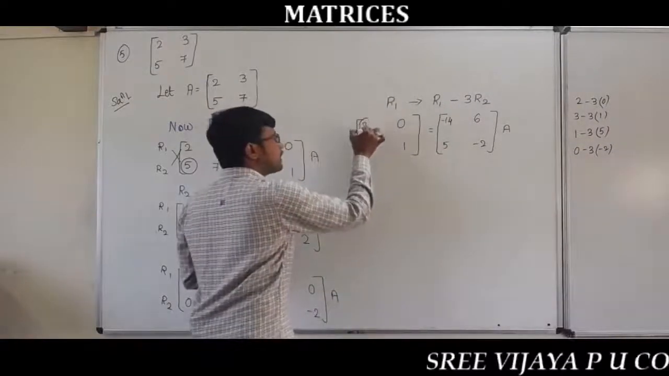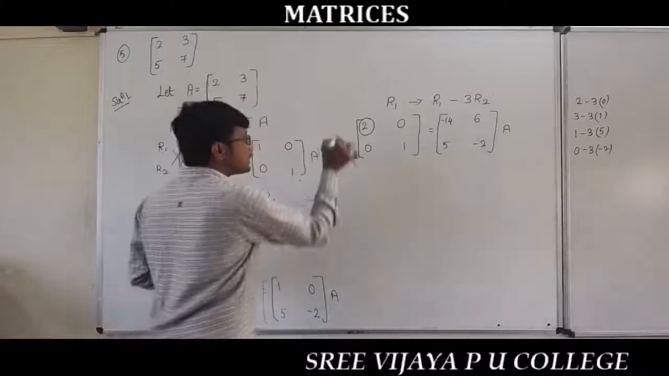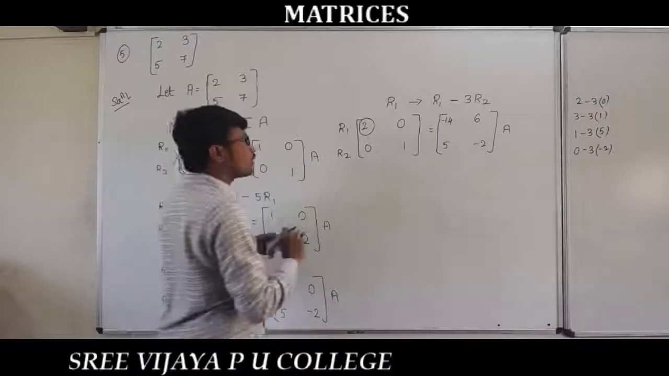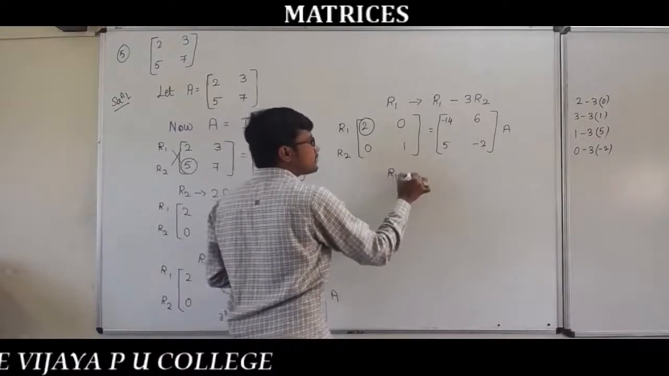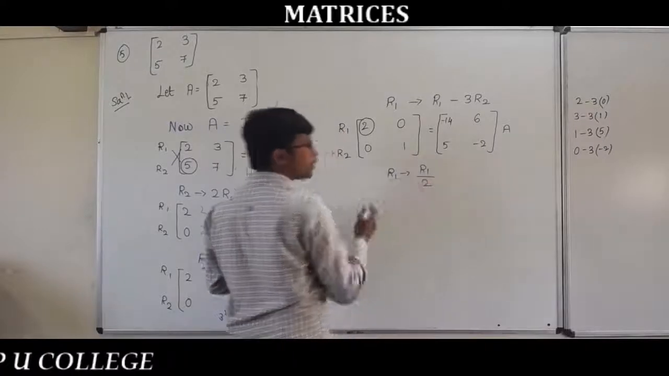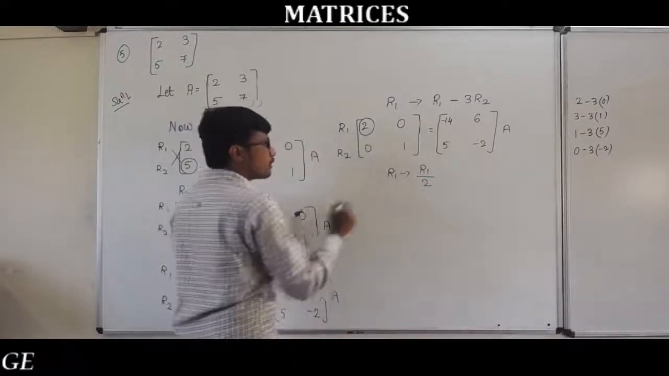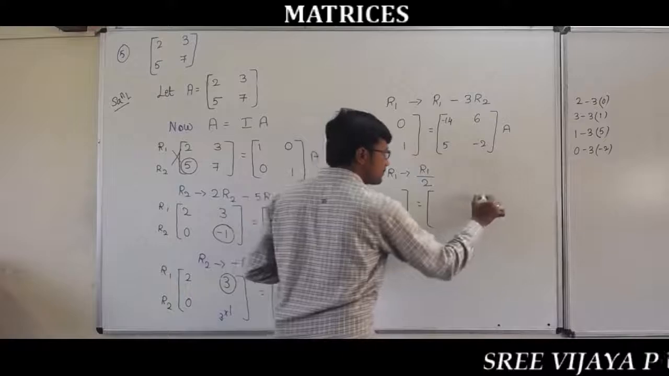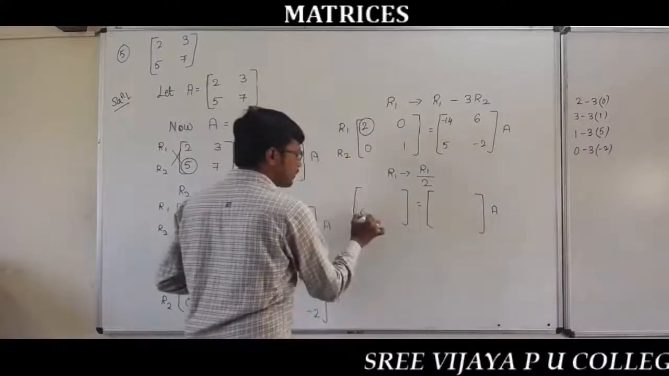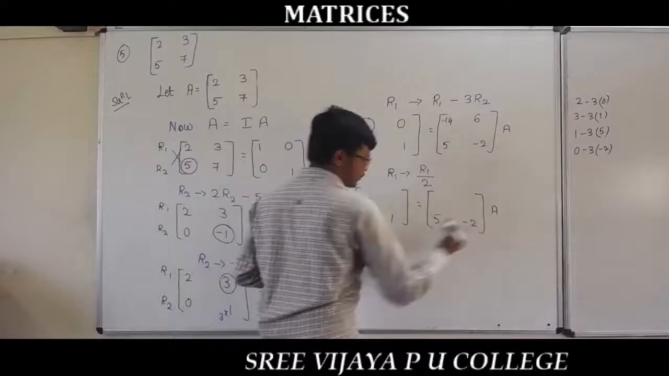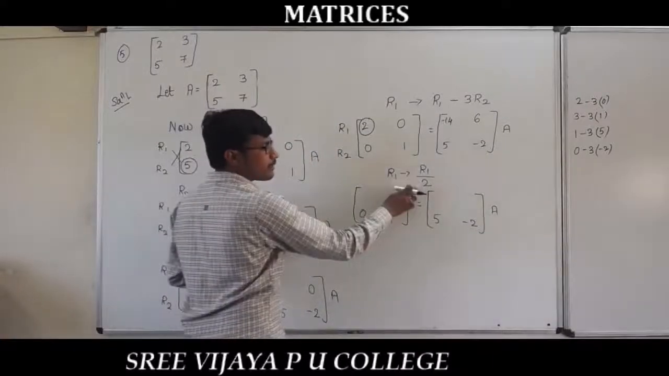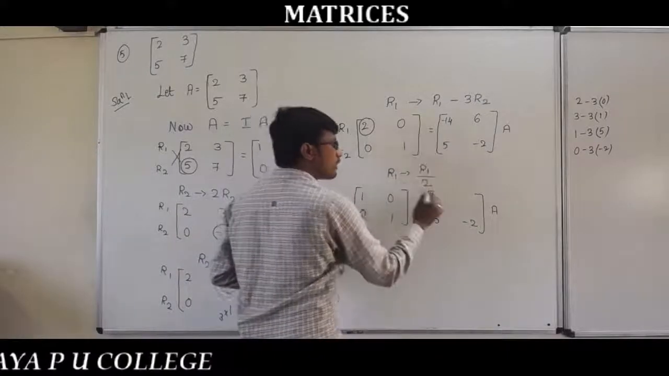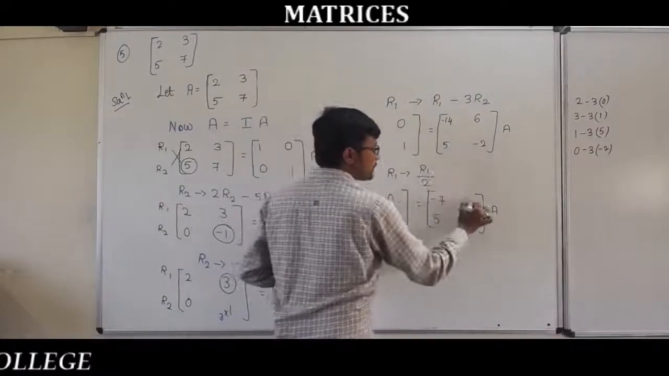Now, this element 2, right? It is in which row? It is in first row. To make it as 1, what we can do? Just divide that element with the same number. It is 2, so that's why it should be divided by 2. So now R1 can be changed as R1 by 2 and R2 will be as it is. So what is that R2? 0, 1, 5, minus 2. Okay. Now R1 can be changed as R1 by 2, right? 2 by 2, 1, 0 by 2, 0, minus 14 by 2 is minus 7, 6 by 2 is 3.